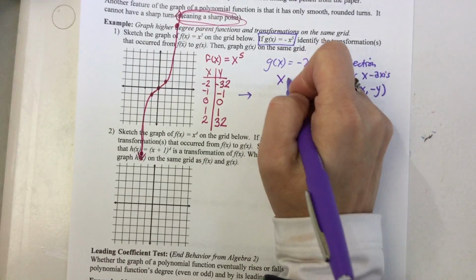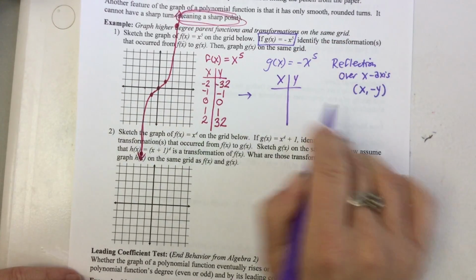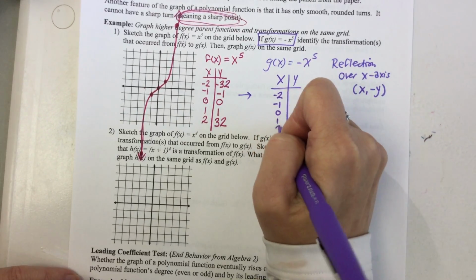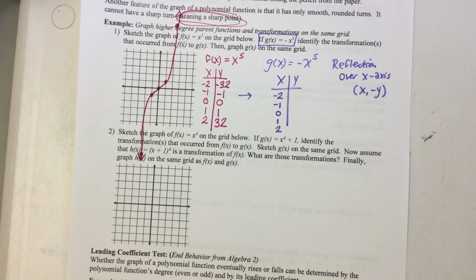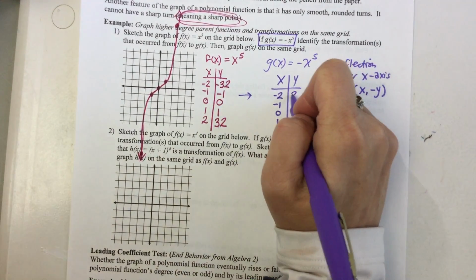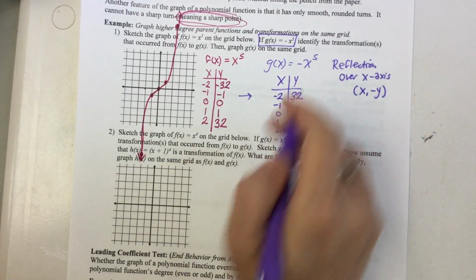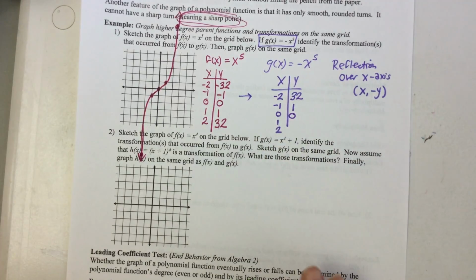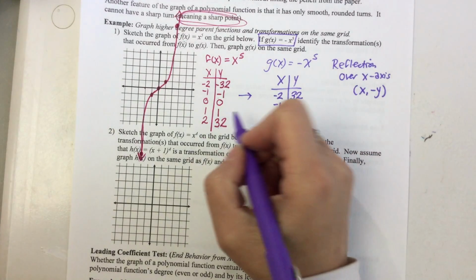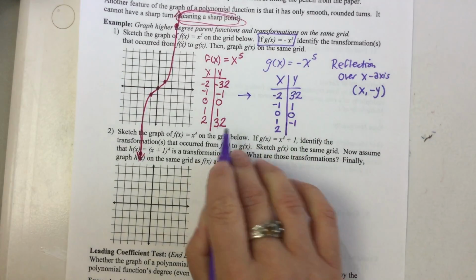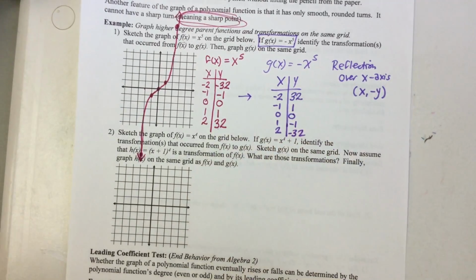So I can take these ordered pairs, and I'm keeping the x the same: -2, -1, 0, 1, and 2. Again, to reflect over the x, I change all the signs of the y. -32 becomes +32. -1 becomes +1. 0, there's no such thing as a -0, so that just remains its original value. If I change a 1 to a -1, +32 becomes -32.